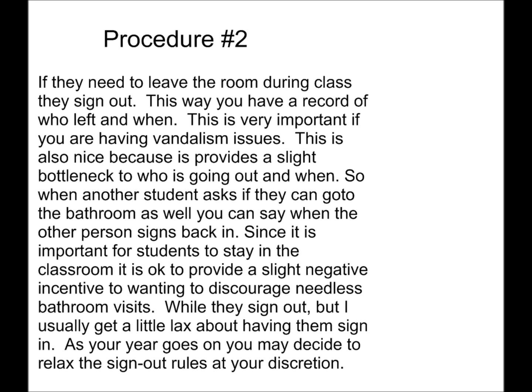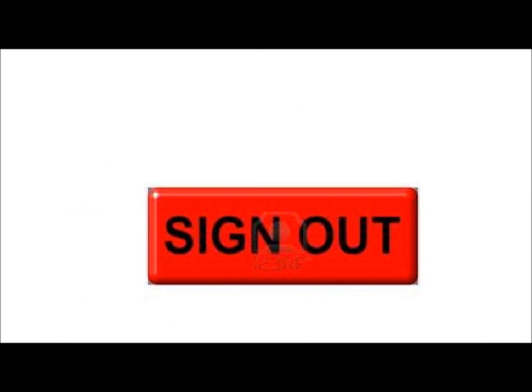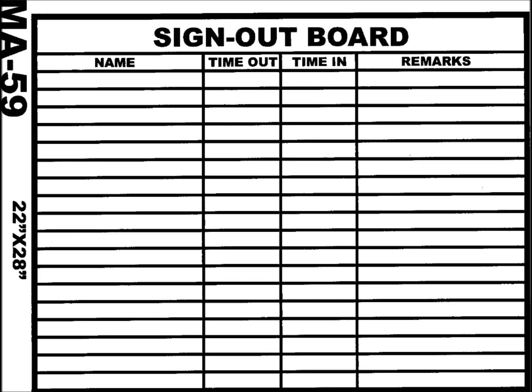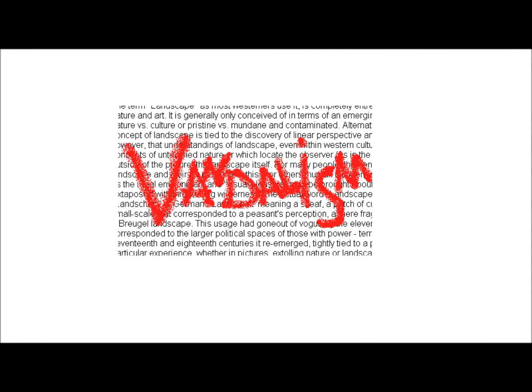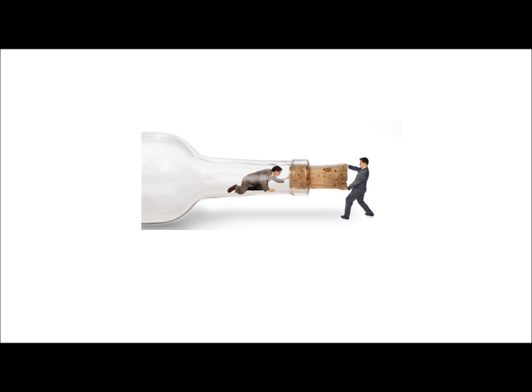Procedure 2. If they need to leave the room during class, they sign out. This way you have a record of who left and when. This is very important if you're having vandalism issues. This is also nice because it provides a slight bottleneck to who is going out and when.